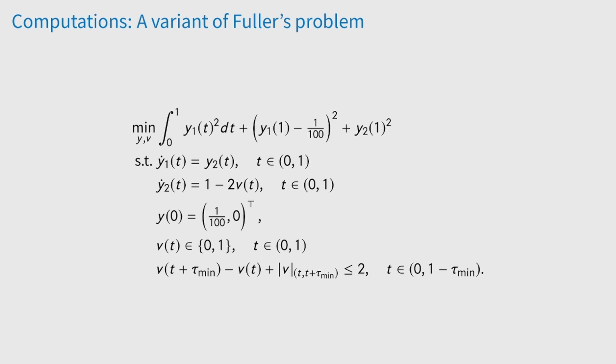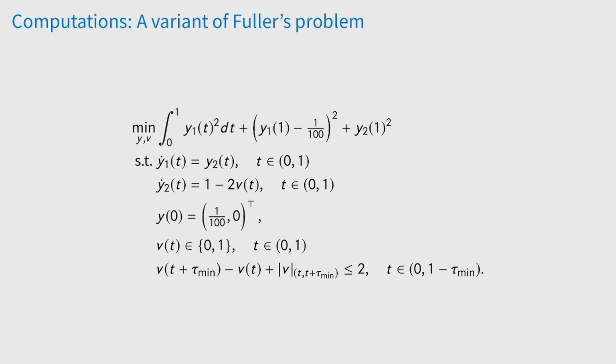For the computations, we had two examples. I'm discussing the more theoretical example. We have a more practical example with PDEs in the paper, but I stick to the ODE example here for ease of exposition. This is a variant of Fuller's problem that we saw before. It has a term which minimizes the square of the first state, but it also has a term that minimizes the distance from (1/100, 0) in the 2 norm at time 1. So essentially we have a constraint that drives it to this point at time 1, but we don't have it as a constraint, we have it penalized in the objective function.